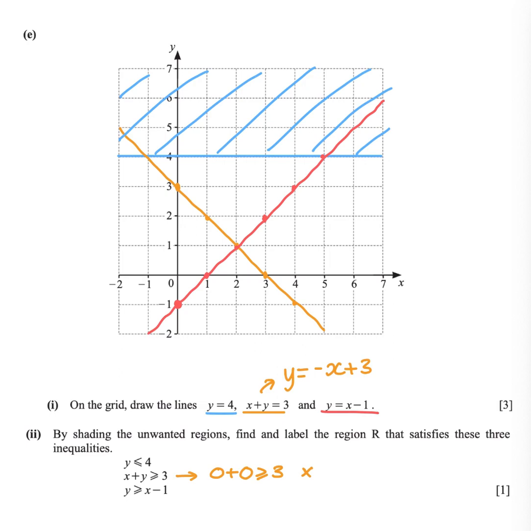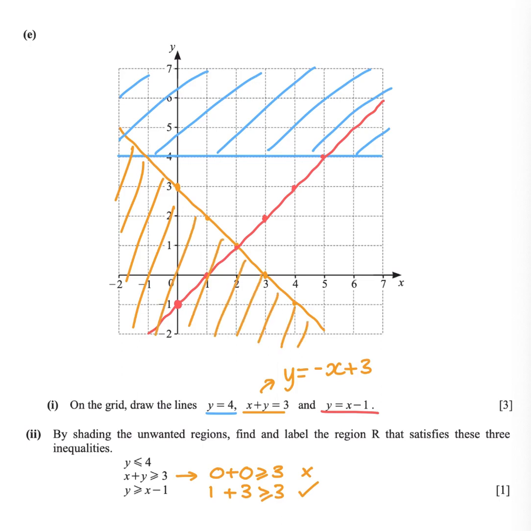If I now pick a coordinate point the other side, so for example 1, 3, which is the other side of the line, so x is 1 and y is 3, then I have 1 plus 3 is bigger than or equal to 3. Yes, that does work. So that means that I want this side and I don't want this side. So I'm going to erase the side that I don't want, which is this one here.